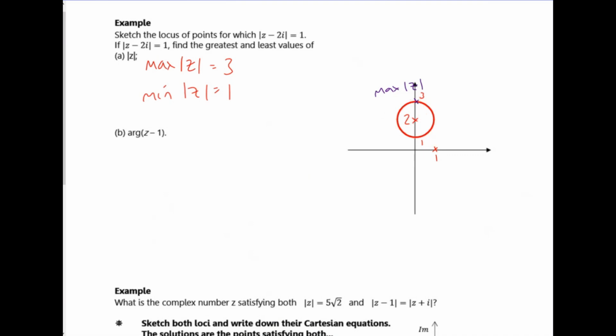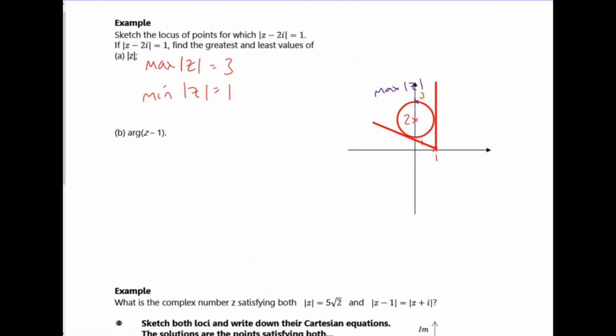It's asking us for the greatest and least values of the argument of z minus 1. So the biggest angle and the smallest angle that we make with the positive horizontal, which will be at these tangents to this circle here. Okay. So the vertical one, and it is actually vertical, I'll mention that in a sec. The vertical one will be the least value of arg z minus 1, and the other tangent will be the greatest value.